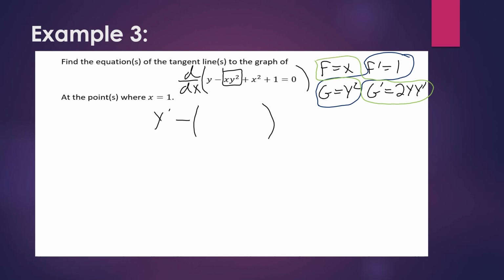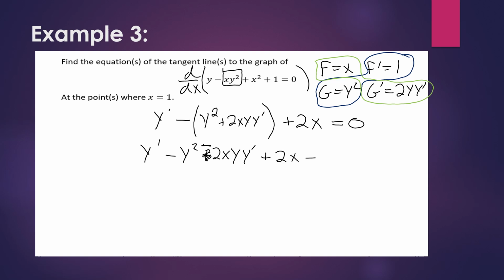So that'll give us y squared plus 2xy prime. Moving on, the derivative of x squared is going to be 2x. The derivative of 1 is 0, and then the derivative of 0 is 0. So don't forget about this negative. We're going to have to distribute that. So we're going to get y prime minus y squared minus 2xy prime plus 2x equals 0.